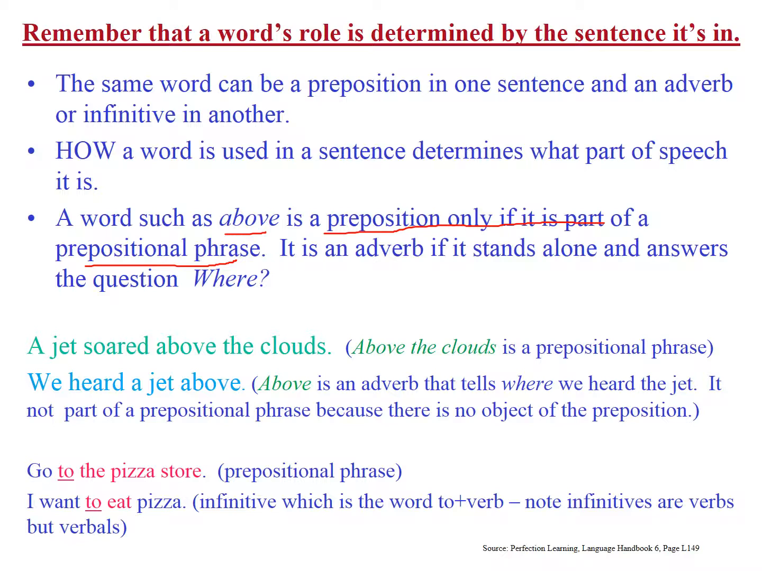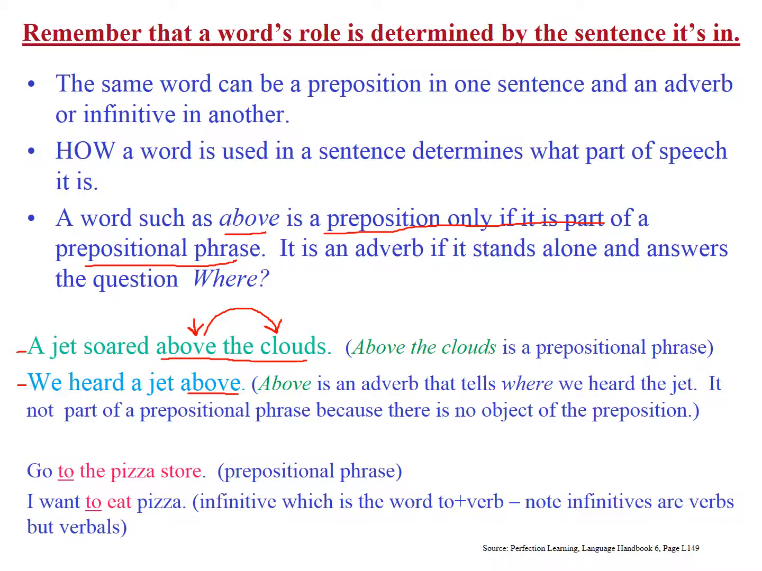So let's look at that used. A jet soared above the clouds. In this particular example, above the clouds is a prepositional phrase. We have our preposition word, and then we have our object of that preposition. In this second example, it says we heard a jet above. Notice that above is not followed by anything. We don't have an object. In this particular case, above is an adverb that tells where we heard the jet. So again, it's not part of a prepositional phrase because there's no object of the preposition.